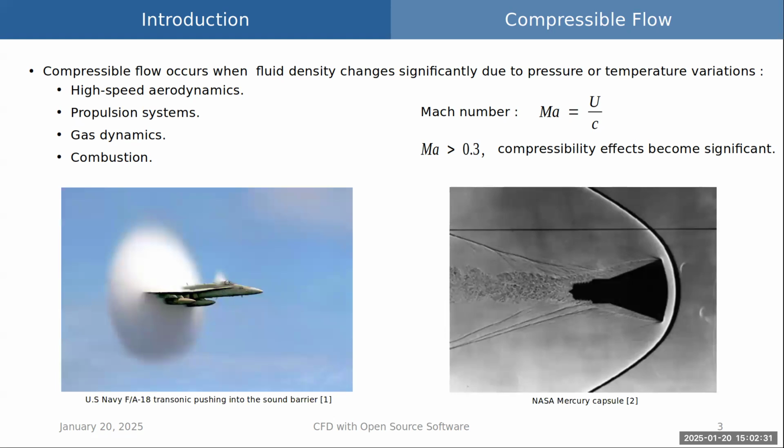So here I show two nice pictures. On the left, we can see an F/A-18 breaking the sound barrier, which demonstrates the shock waves in high-speed aerodynamics. And the right image shows a NASA Mercury capsule in a wind tunnel test, which also highlights the shock structures caused by supersonic flow. So in those cases, compressible flows require solvers capable of accurately capturing the shocks, the discontinuities, and the rapid variations. This brings us to the two main approaches for solving compressible flow problems: density-based and pressure-based solvers.